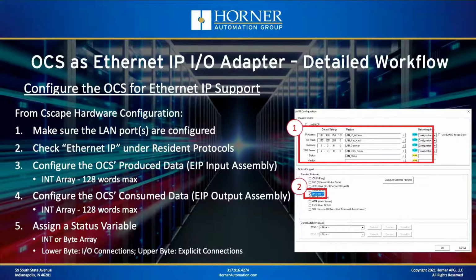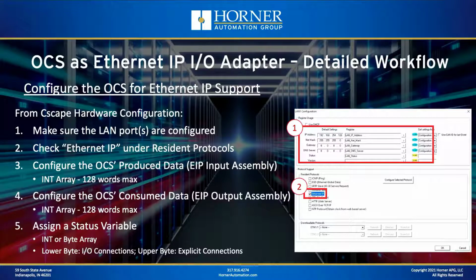Once we've gone ahead and crafted our data map, next we need to do a little bit of configuration in Cscape for Ethernet IP. And the steps are shown here on the screen. We're going to go through those in detail with a Cscape demo in a couple of minutes. But basically the process is making sure that your Ethernet LAN is configured, because Ethernet IP is an Ethernet protocol, so that LAN has to be configured, things like IP address, net mask, etc.